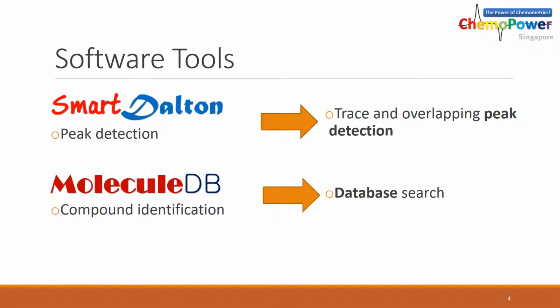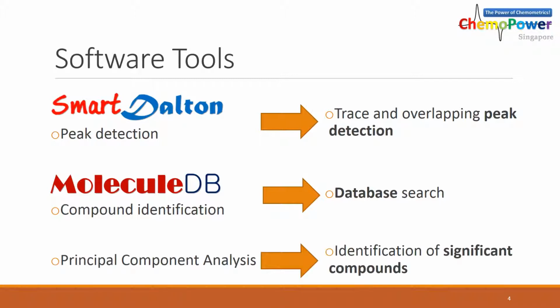Lastly, after the compounds were identified, we performed principal component analysis on them to determine which compounds were the most important to focus on. Principal component analysis, also known as PCA, is a method used to quantify the differences between different sets of data.